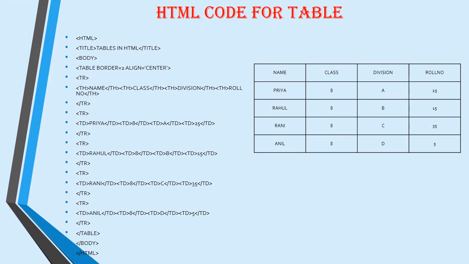Next, I'll tell you how we write the code for the table. We have written HTML. Next, the title. Title means what appears on the web page, in the search tab. We will write tables in HTML, /title, body, then table border. I said that it has many attributes. Five attributes we already studied: height and width, alignment, border, then cell padding, cell spacing, everything is there, right?